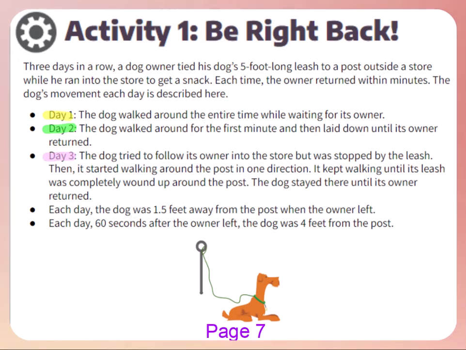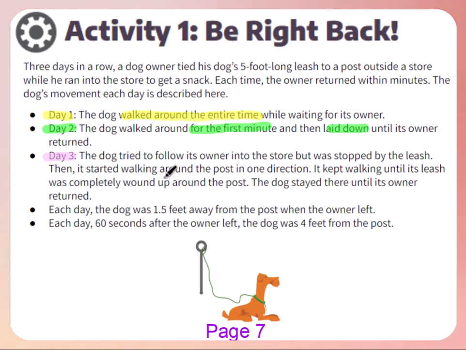So we have 3 different things that are happening on 3 different days. On day 1, the dog walked around the entire time. It doesn't really tell us how he's walking around. He's just walking around randomly. On day 2, the dog walked around randomly for the first minute, and then he laid down after 60 seconds until his owner returned.